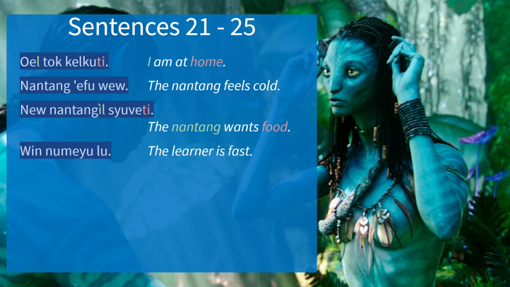Win numeju lu. The learner is fast. Nantang spin lu. The nantang is sick. Poor nantang, I just realized he first felt cold and then he was sick. Probably he is sick because he felt cold before.